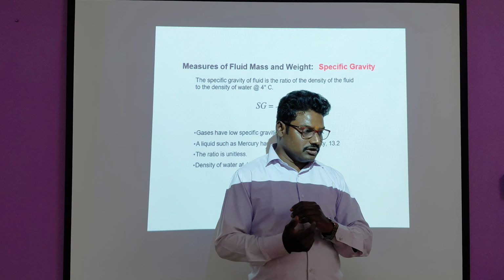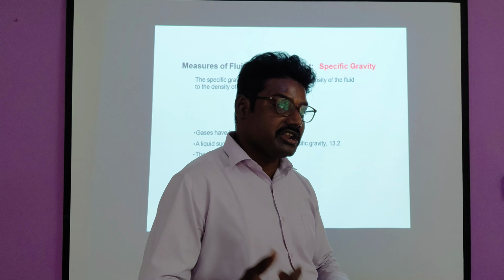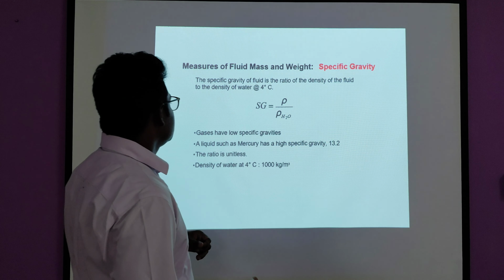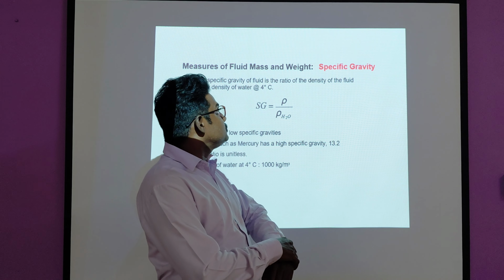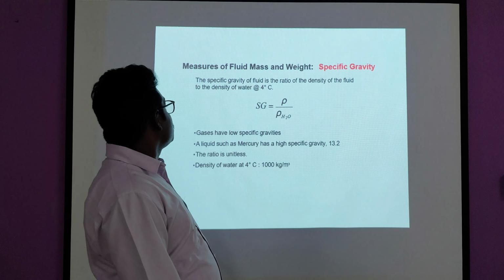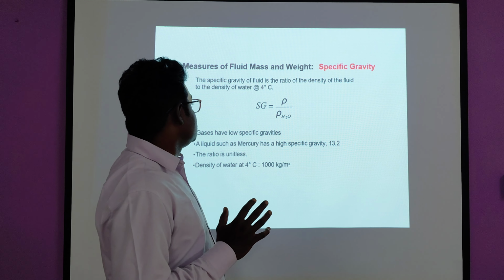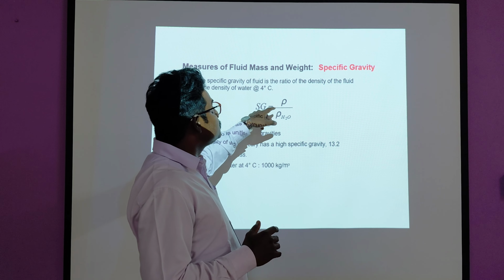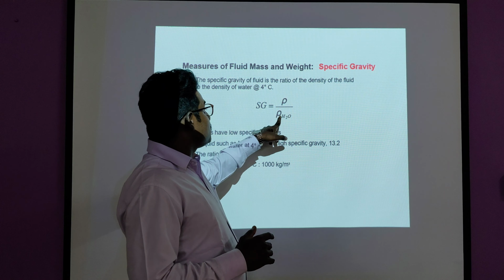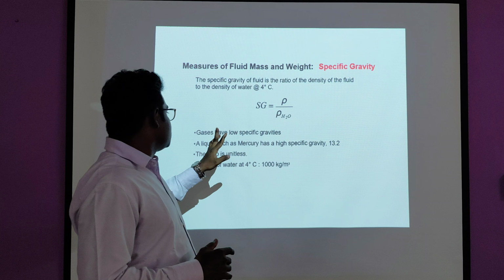Measure of fluids, mass and weight: specific gravity. In specific gravity, how can you measure? Okay. The specific gravity of a fluid is the ratio of the density of the fluid to the density of water at 4 degrees centigrade.